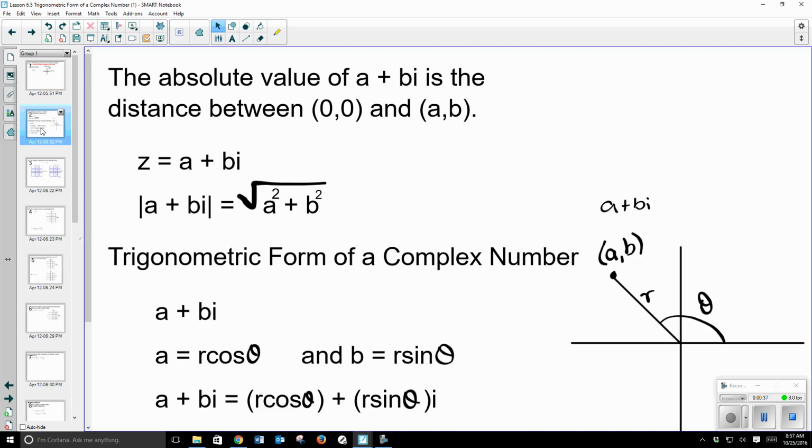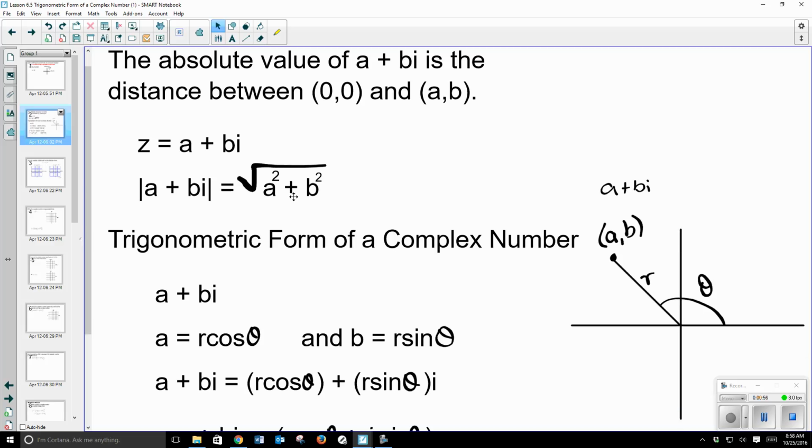The absolute value of a complex number, a plus bi, is the distance between the origin, (0, 0), and (a, b). If you have a complex number, a plus bi, and you want to know the absolute value of that number, you take the square root of the sum of the squares, a squared plus b squared.